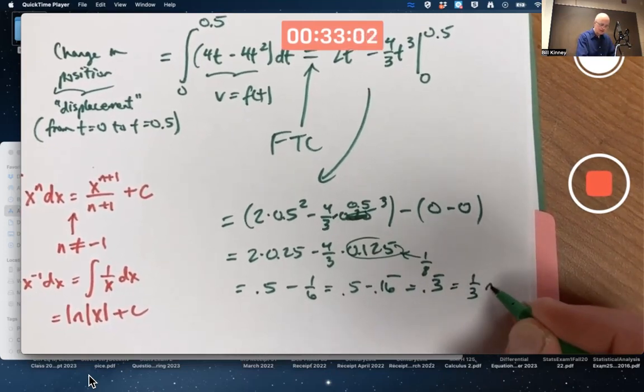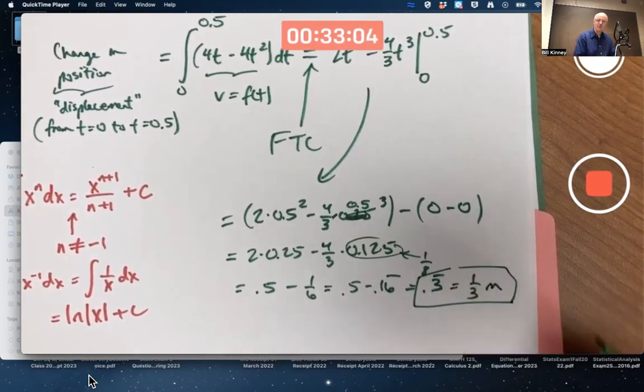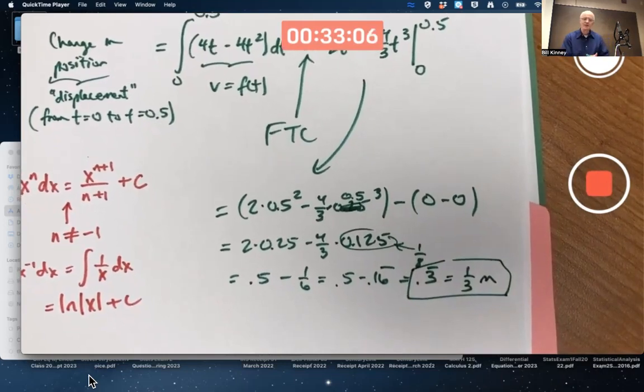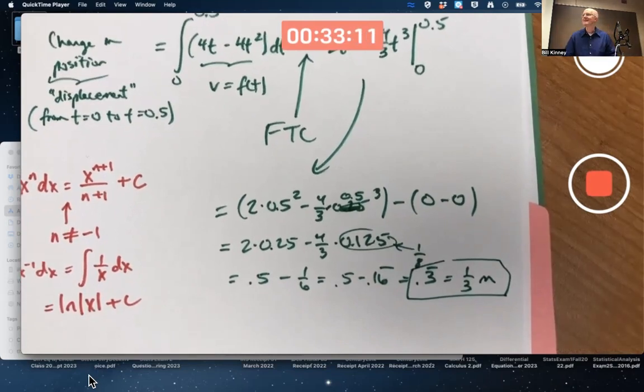Units would be meters. Okay, I did that all with decimals mostly. No, I guess there's some fractions in there. I mixed up my decimals and fractions. You should feel comfortable doing either way. Work on your fractions if you need to work on fractions. It's good for you. It's like eating vegetables. Work on your fractions.